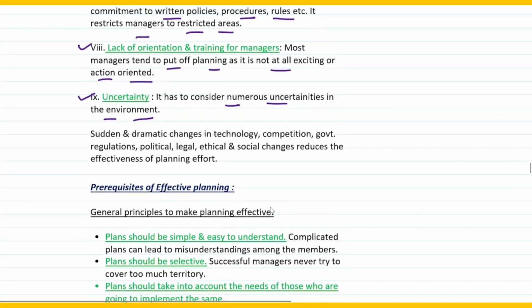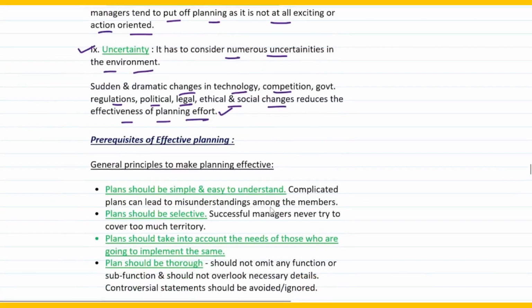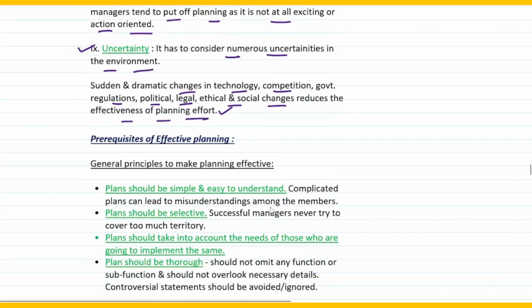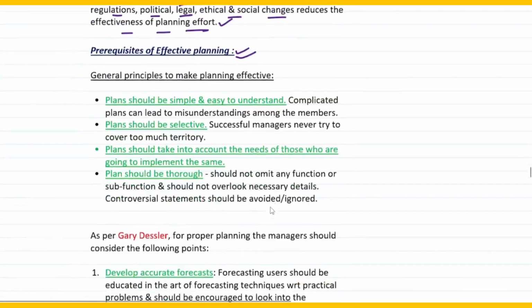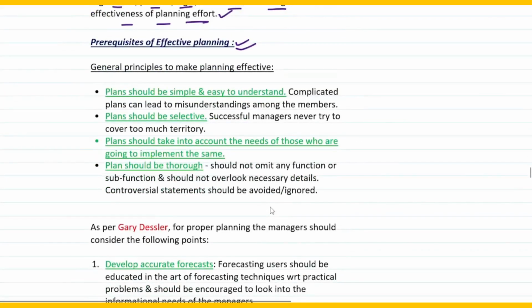Finally, it says that sudden and dramatic changes in technology, competition, government regulation, political, legal, ethical and social changes reduce the effectiveness of planning effort. Right? So any change in the external environment can basically reduce the effectiveness of the planning effort, right? Okay, now what are the prerequisites of effective planning? What all things have to be taken into consideration before planning anything? That is prerequisite, right?